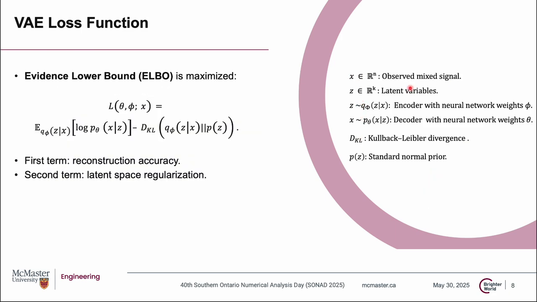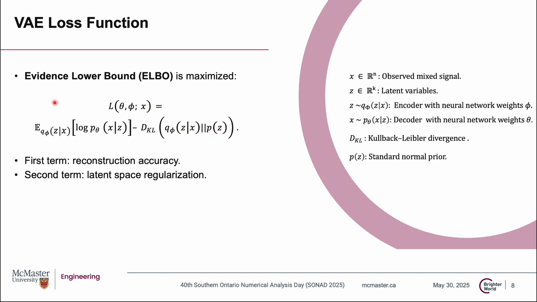X is in our case, since we want to use the autoencoder for separation, going to be our observed mixed signal, and Z is our prior latent space. Then Q is going to be the neural network related to the encoder, and its weights are shown with phi, and theta and P are related to the decoder. So in the encoder I give X and I get Z. In the decoder it is vice versa.